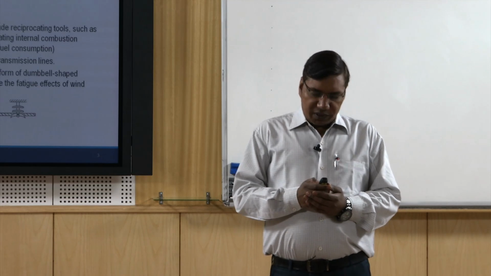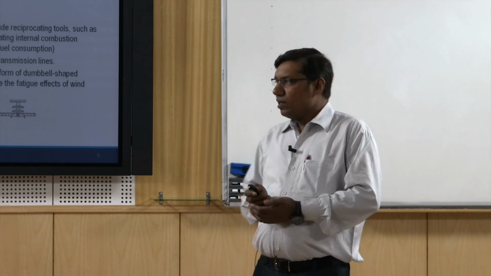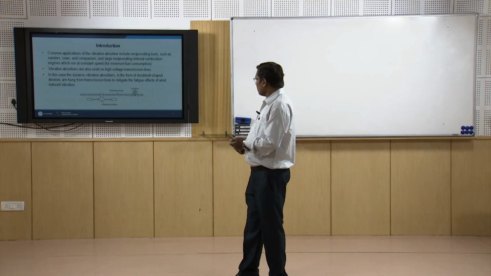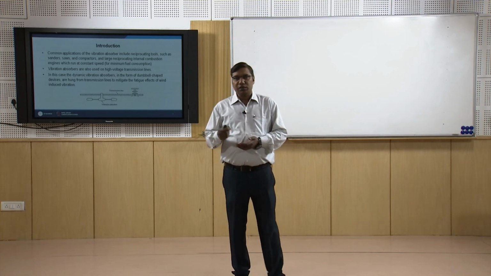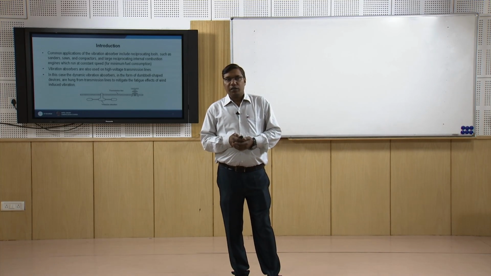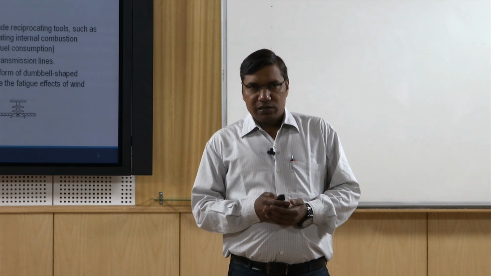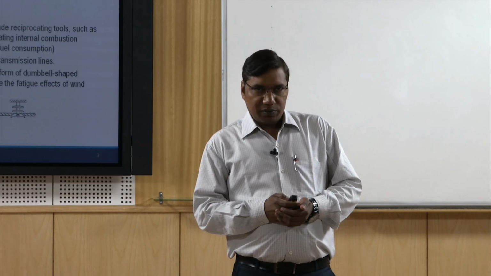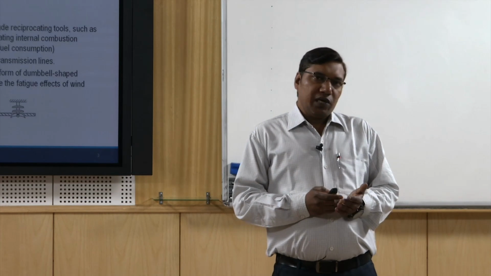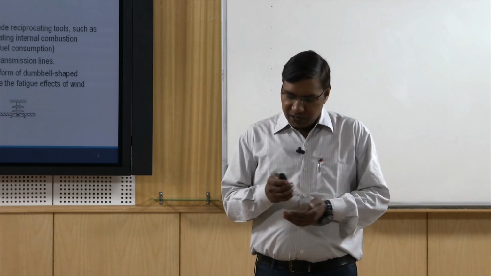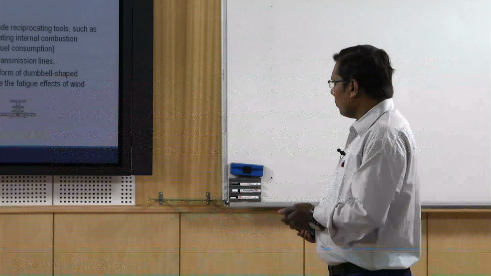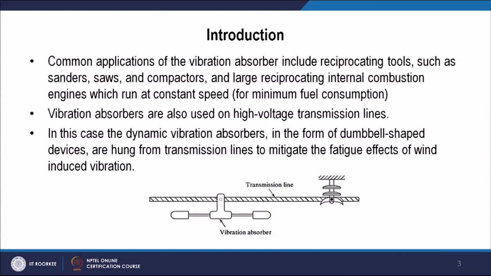Here the second example is the transmission lines. We can see the transmission lines, there are cables passing, and due to the wind they get excitations and they can vibrate. To reduce the vibrations, we can see that here we attach a vibration absorber, a dumbbell shaped device, and this can mitigate the vibration due to the wind excitations.